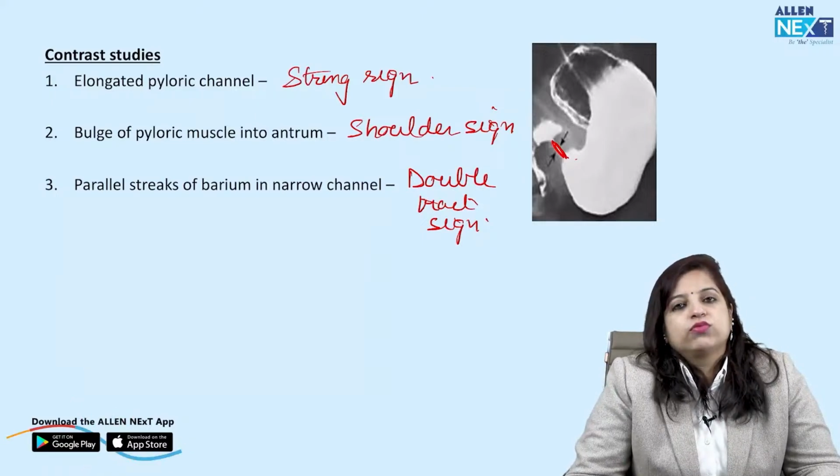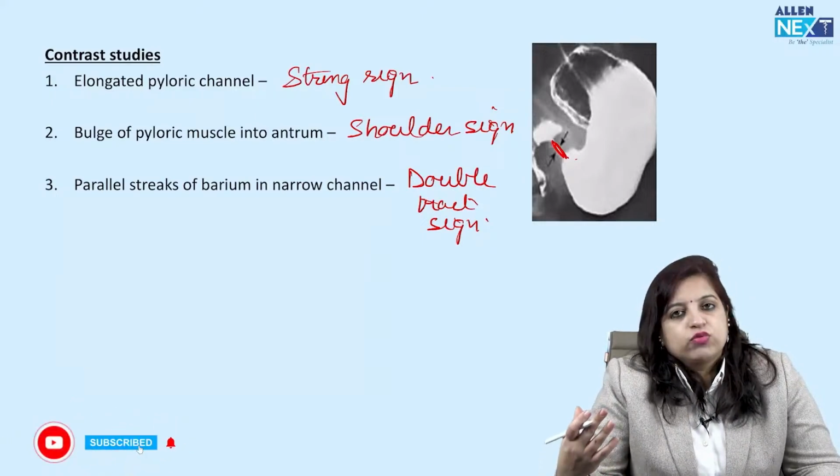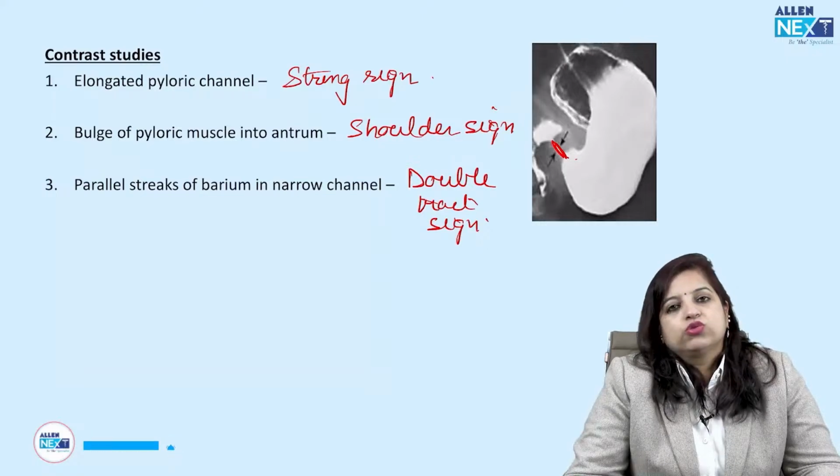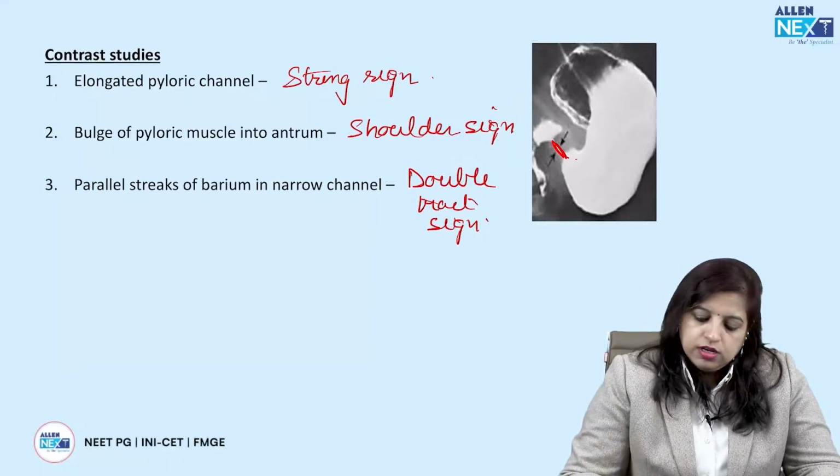What we have to do is, we have to do a myotomy of this, that is, we have to cut the excessive muscular tissues so as to relieve the obstruction. So, that is what is done, right?